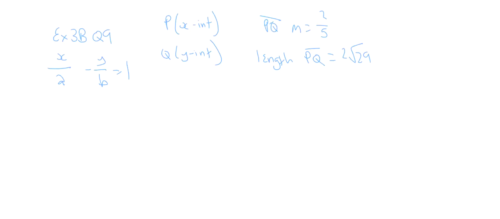We are asked in this question to take this equation and then find the values of A and B. So we're given the information that P is the x-intercept and Q is the y-intercept. So we know how to find coordinates for this.